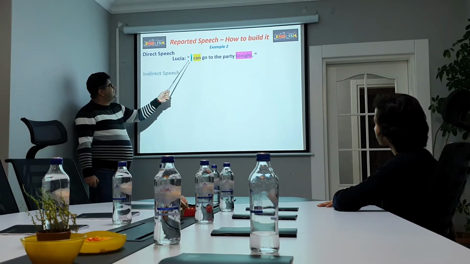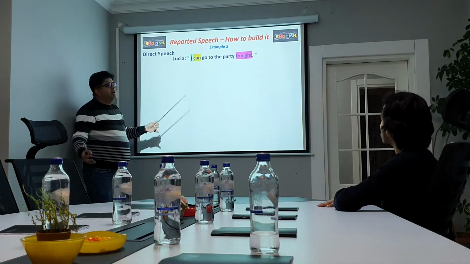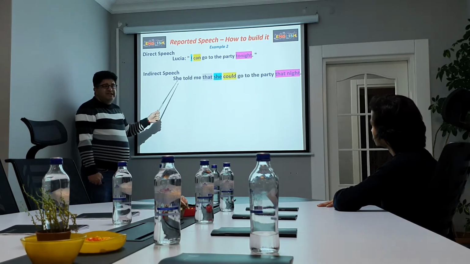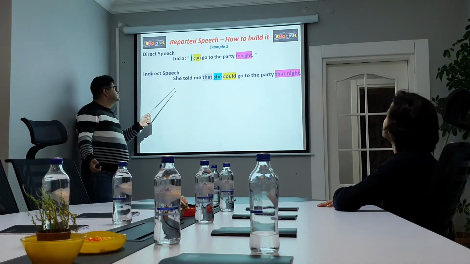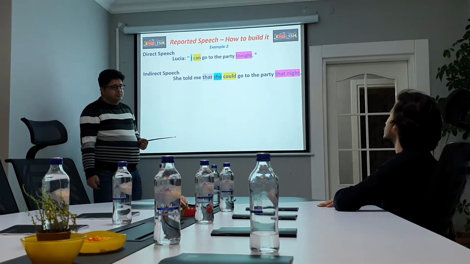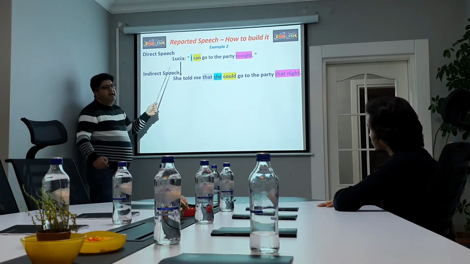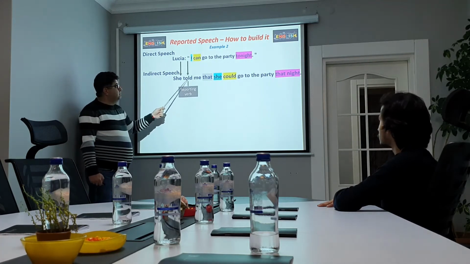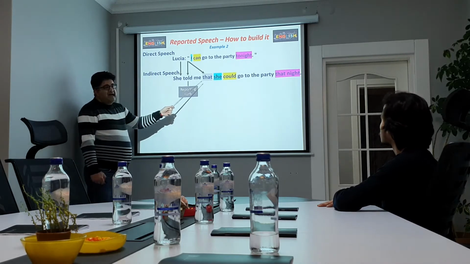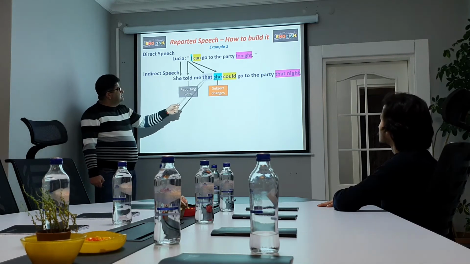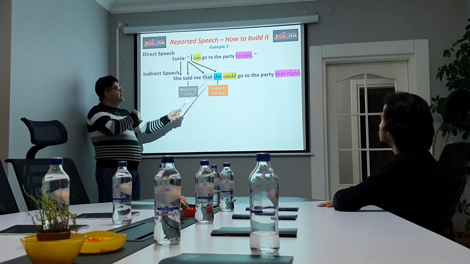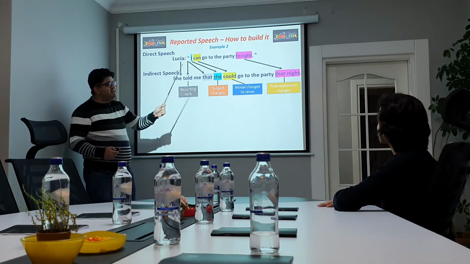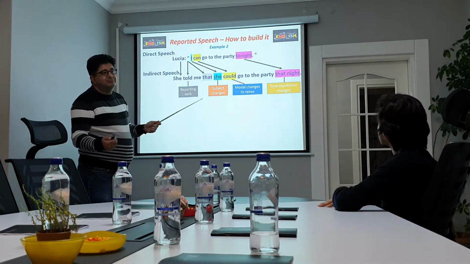And let's see another example. Lucia says directly, I can go to the party tonight. In indirect speech, she told me that she could go to the party that night. Okay, what changes? Lucia, she is the one saying. We have to add an important word and one past. That is optional. Here, look, the subject changes. I becomes she. The modal can becomes could, one past. And the time expression tonight changes to that night.